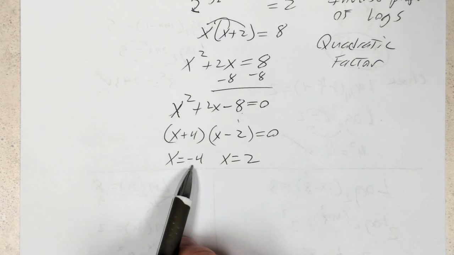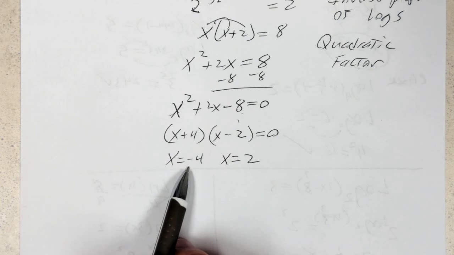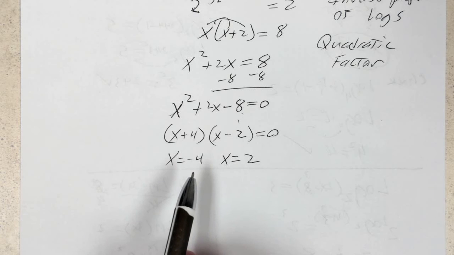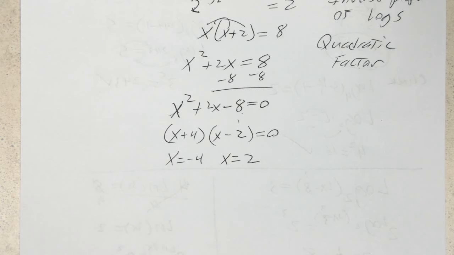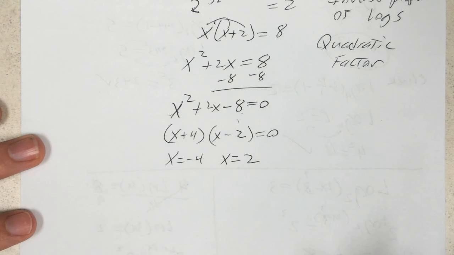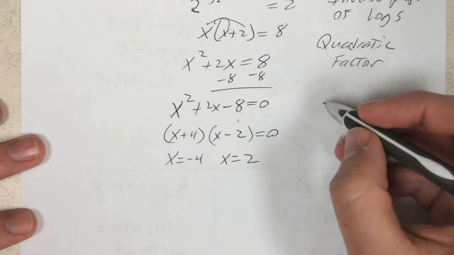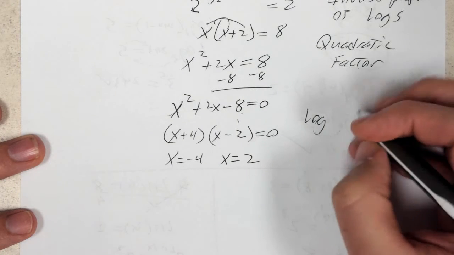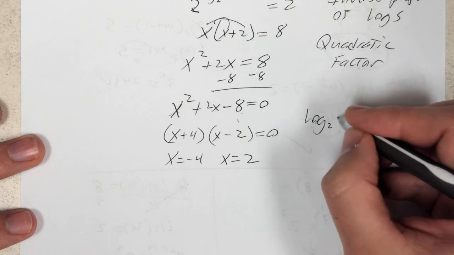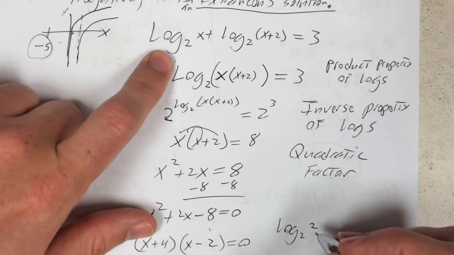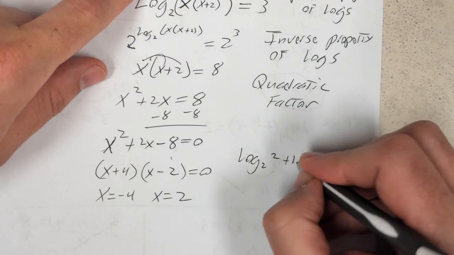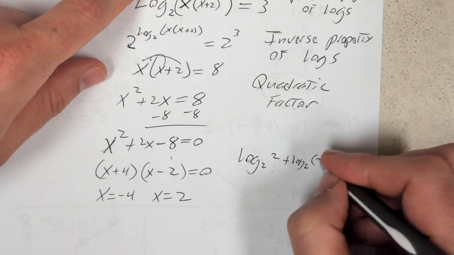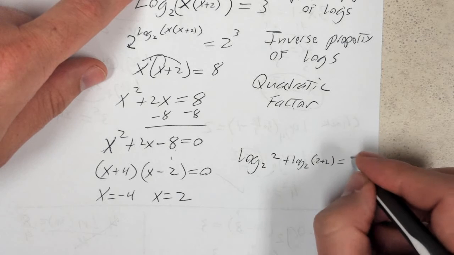All right. Again, -4 is not going to work. But positive 2 will work. So if we try positive 2, log base 2 of 2, so I'm plugging it into the original equation, plus log base 2 of 2 plus 2, and it's supposed to equal 3.